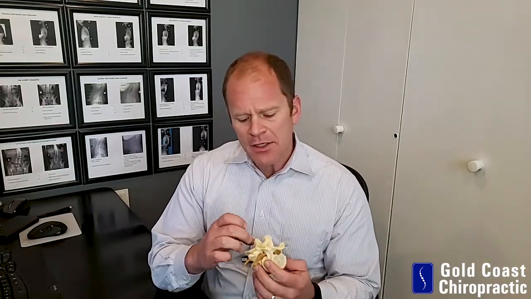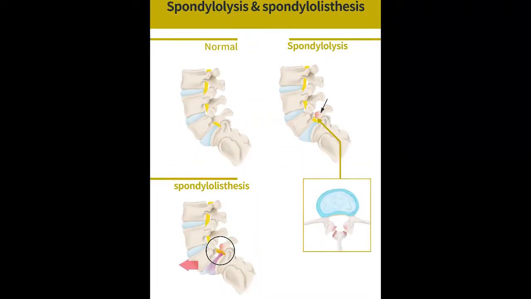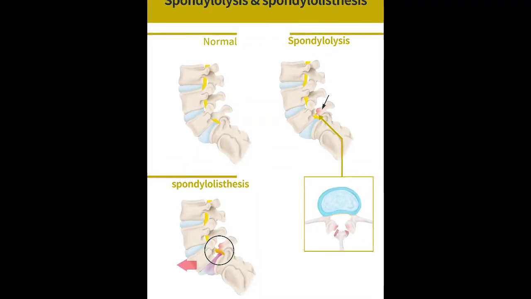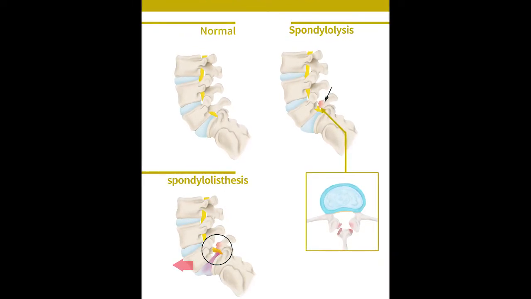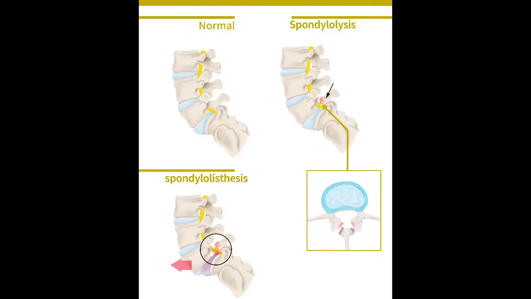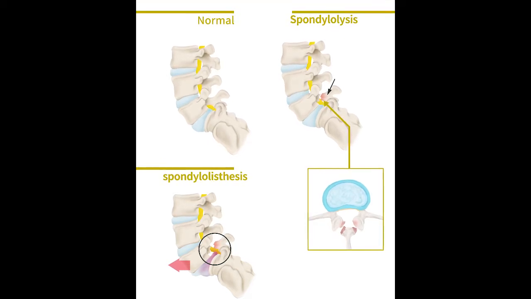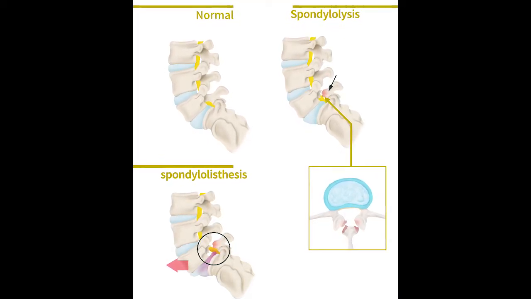Then we have spondylolysis, and that's where you actually have a crack in this posterior arch of the vertebrae, the back part here. That can be a precursor to spondylolisthesis, but you can have spondylolysis without spondylolisthesis. Here we see a normal lumbar spine, a spine with spondylolysis where you see the crack, and then spondylolisthesis where you see one vertebrae or bone shifting forward on the one below it.